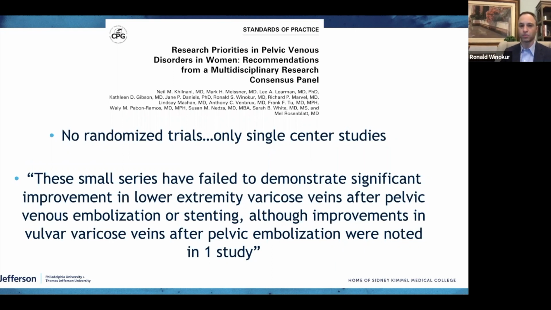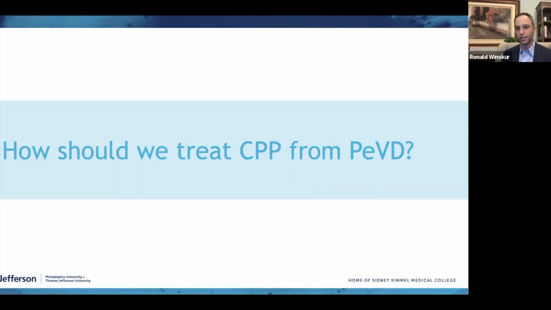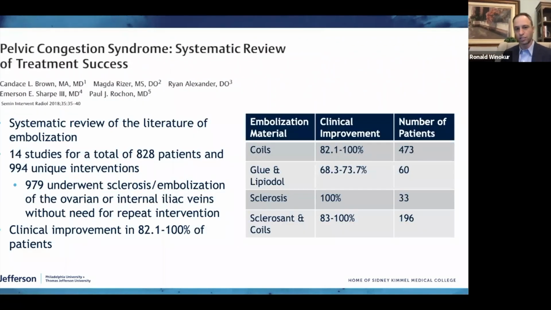So it's important that we address what's going on and get randomized trials to understand the disease entity of pelvic venous disorders better. So how should we treat chronic pelvic pain from pelvic venous disorders? We've had some really good systematic reviews over the past few years. Many of you have probably reviewed this.